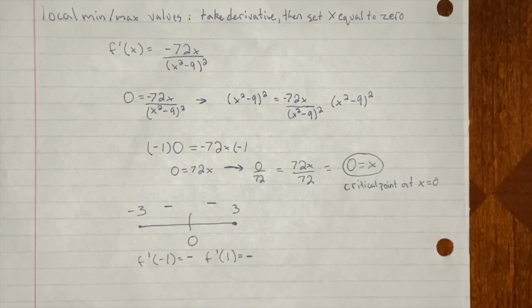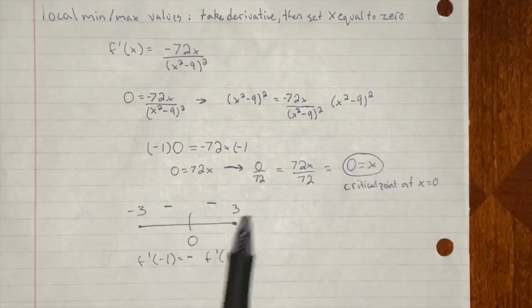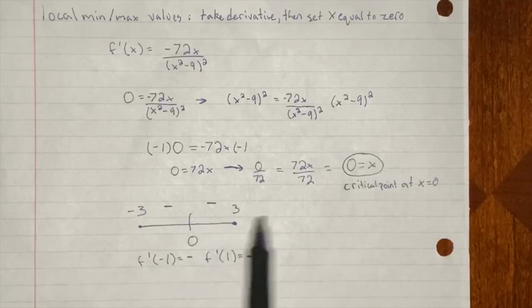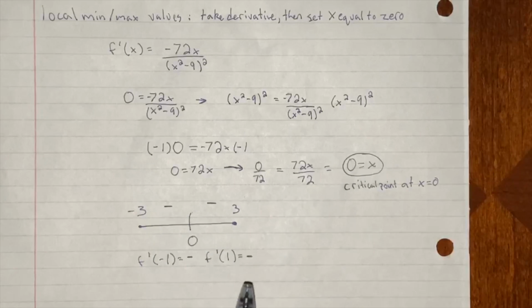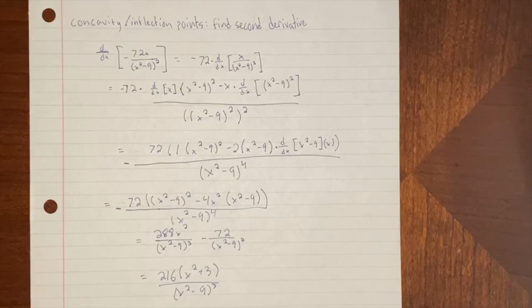Now, you take any number from between these here. For me, I simply did the derivative of negative 1 and the derivative of 1. Both of these came out to negative numbers, so you know that they are in fact lower than 0, where the critical point is, so you know it is a local maximum. The next step is to find the concavity. But first, you must find the second derivative. We have drawn out here how to find the second derivative. Pause the video now if you would like to follow the steps.